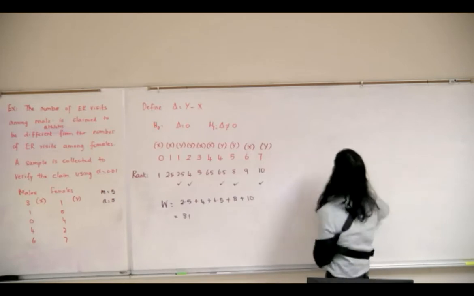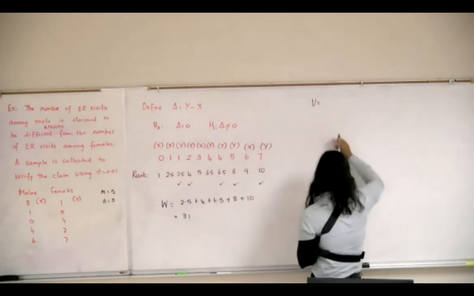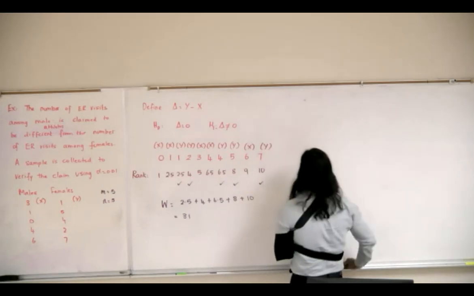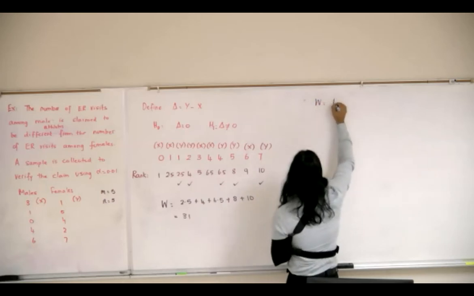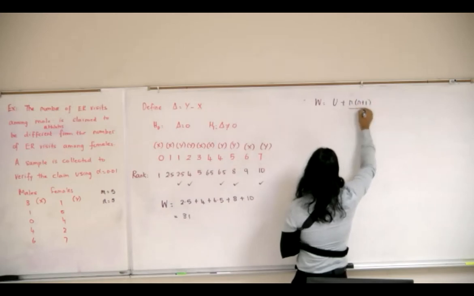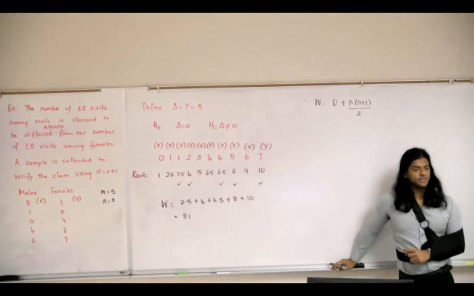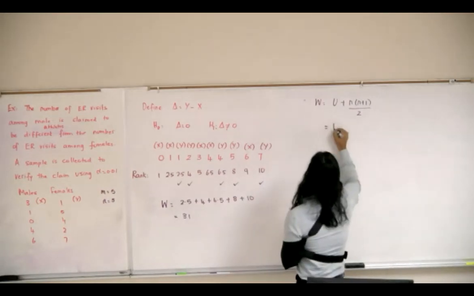W is 31, but we have to find U in order to use the critical value from the table or using R. We know W is equal to U plus N times N plus 1 over 2.